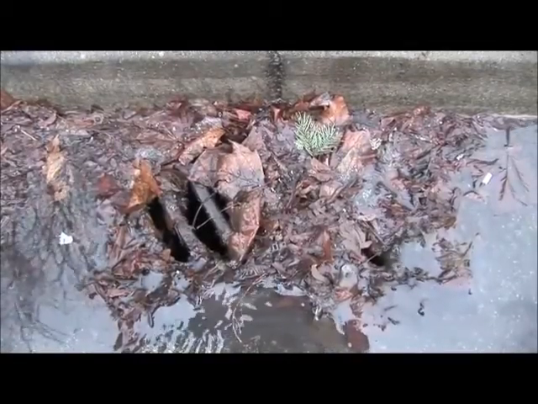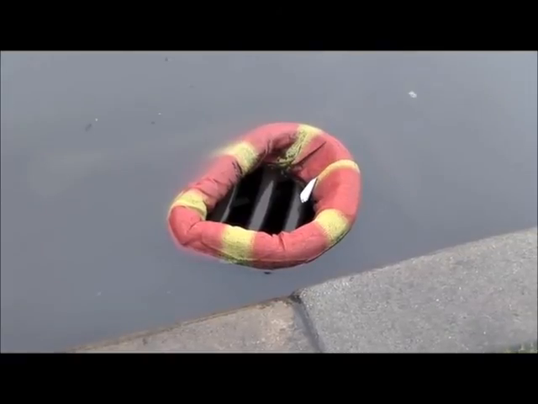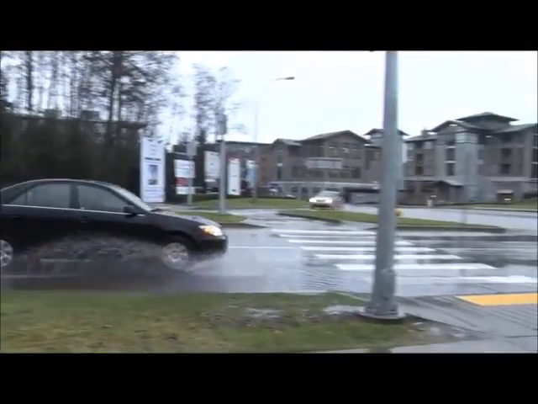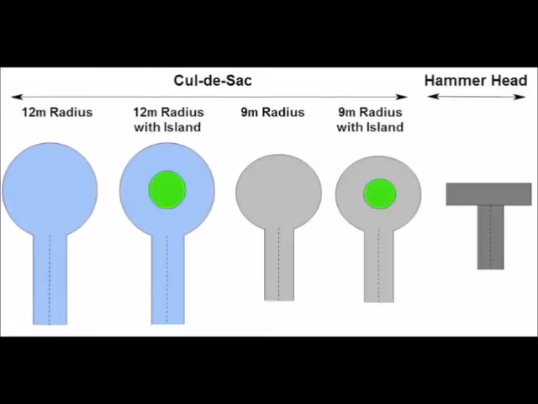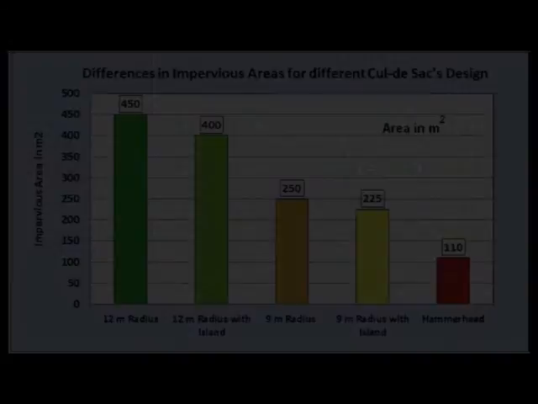These drains can clog with leaves, or even sediment traps in this case, and can lead to isolated pooling and flooding. Impervious surfaces can be reduced substantially by incorporating different road designs. When cul-de-sacs are designed into a hammerhead or T shape as opposed to a large circular system, imperviousness can be reduced by up to 75%.